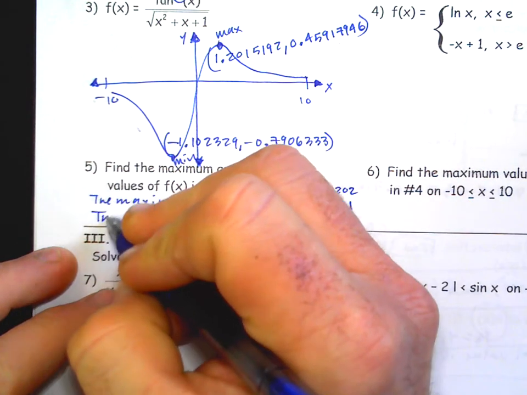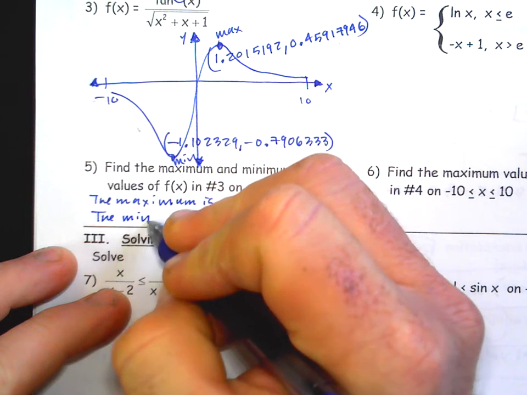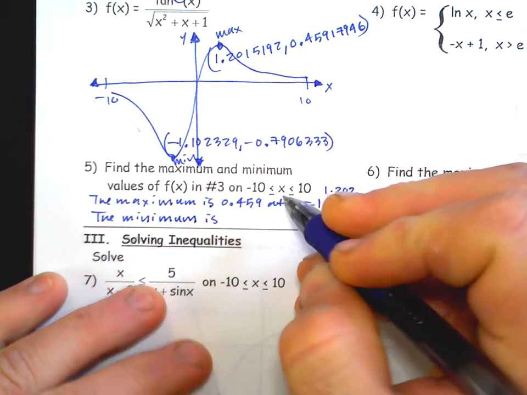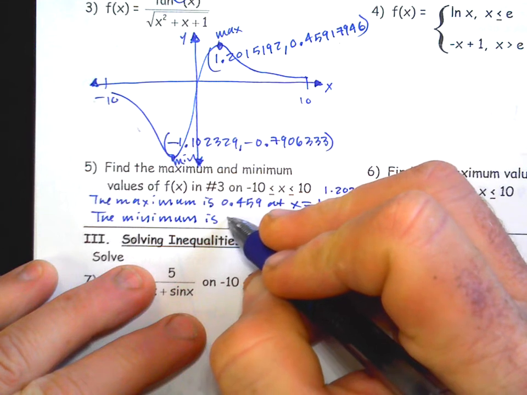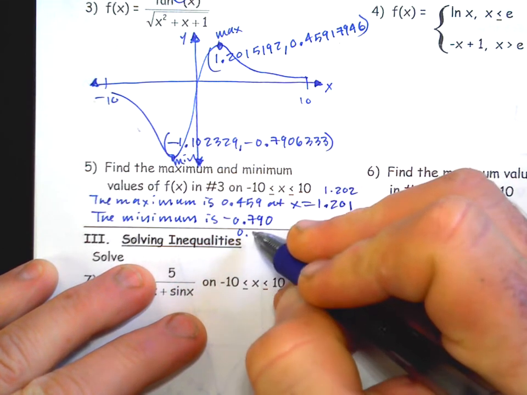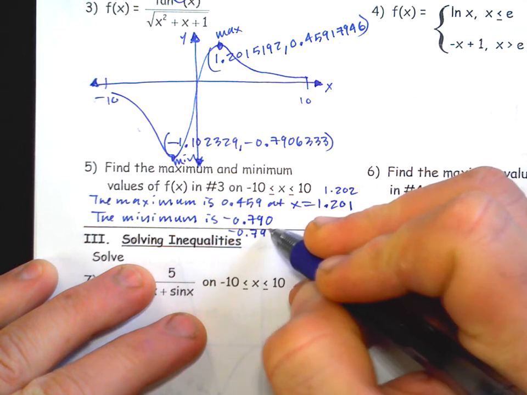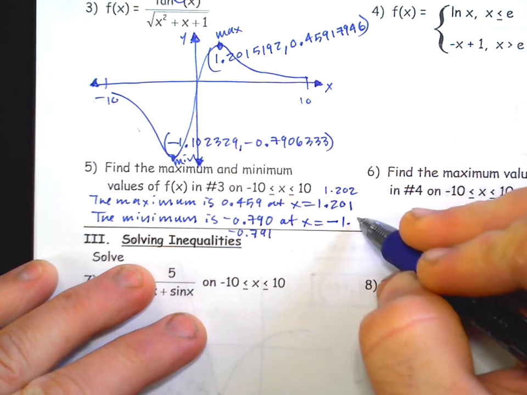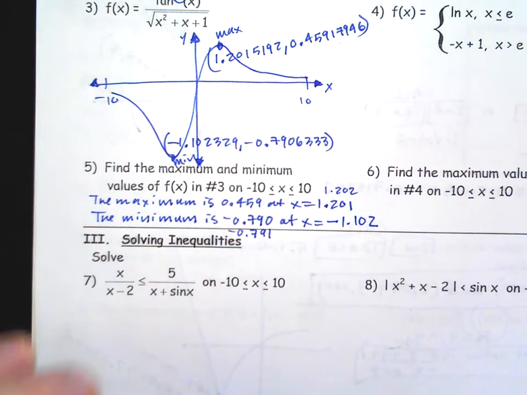The minimum, I'm telling you, this is the way I want you to write it. This is going to pay off this year. The minimum is -0.790 or -0.791 if you round at x equals -1.102. So that's the way I want you to write these maximum and minimum answers.